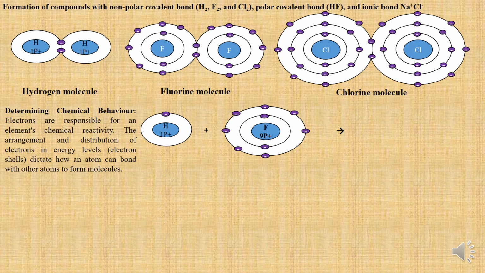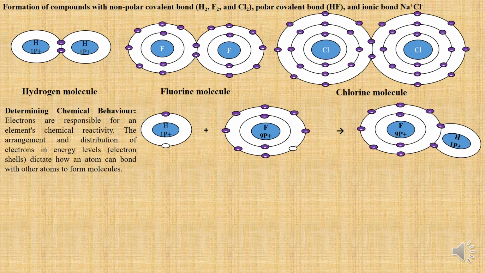Well, in the case of the formation of hydrogen fluoride, we find that there is unequal sharing of electrons between the two atoms, because fluorine is a highly electronegative atom with an electronegativity of 4. Therefore there is unequal sharing of electrons between these two atoms, resulting in formation of a polar covalent bond, and therefore hydrogen fluoride is a polar molecule. So gaseous hydrogen reacts with gaseous fluorine to form gaseous hydrogen fluoride.